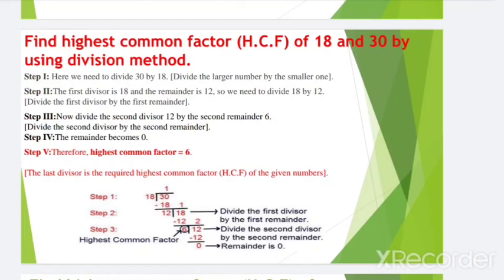And next, now divide the second divisor 12 by the second remainder 6. That is, divide the second divisor by the second remainder. And last, what you see, the remainder comes out 0. And children, if you see carefully here, the last divisor is 6. So children, we can say this is our required HCF of the given numbers 18 and 30.